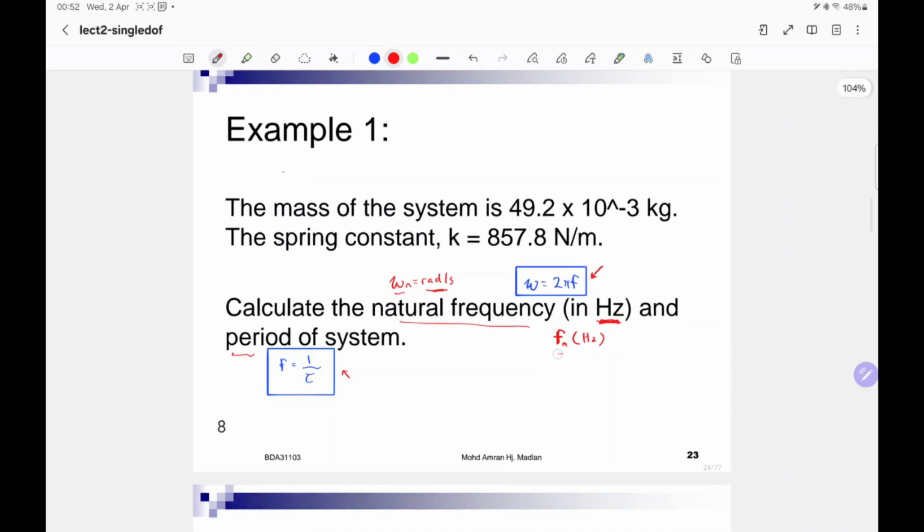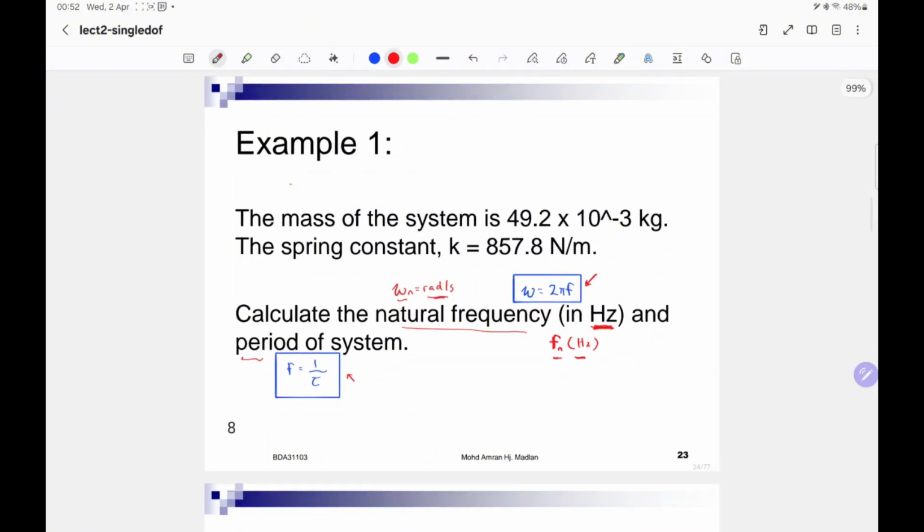So let's look at how we determine fn, the natural frequency in Hertz. We know that omega n is equal to 2 pi fn. So fn is actually equal to omega n over 2 pi. Omega n is square root k over m. So use your calculator to find fn.